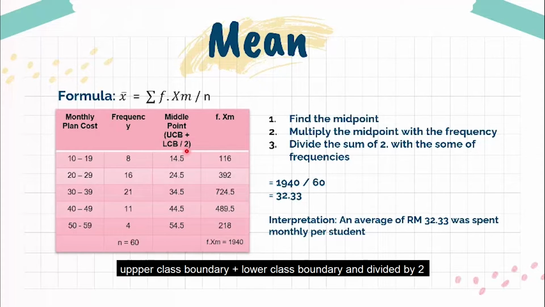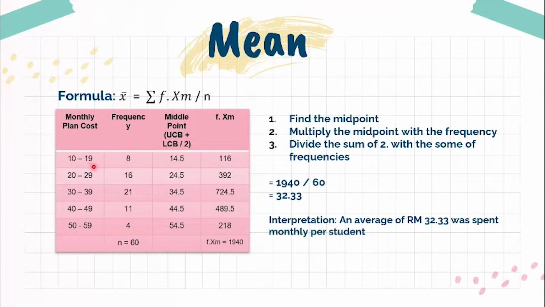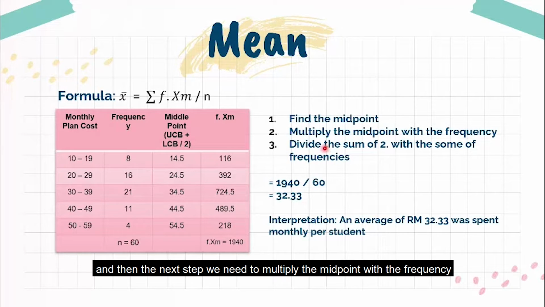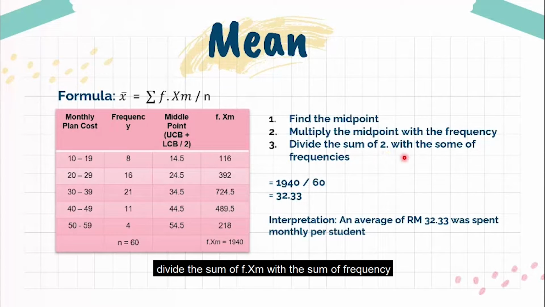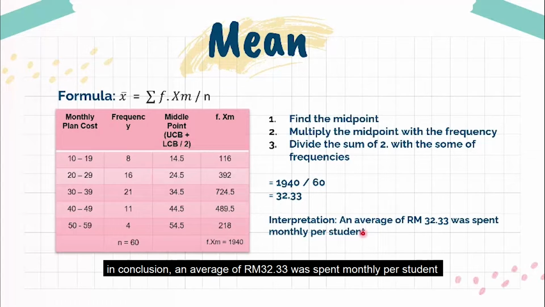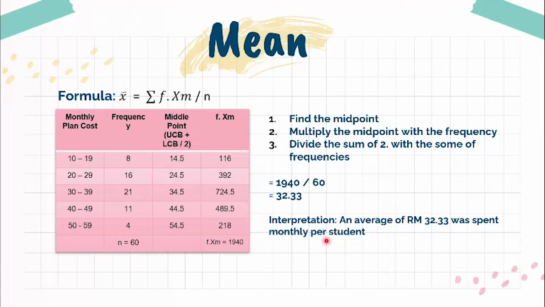The formula to find the midpoint is the upper class boundary plus the lower class boundary, divided by 2. So 10 plus 19 divided by 2 is 14.5, 20 plus 29 divided by 2 is 24.5, and so on. The next step is to multiply the midpoint with the frequency. So 8 times 14.5 is 116, 16 times 24.5 is 392, and so on. The last step is to divide the sum of fxm by the sum of frequencies. You add up all the frequencies and all the fxm and get 60 and 1940. So 1940 divided by 60 is 32.33. In conclusion, an average of 32 ringgit and 33 cents was spent monthly per student.